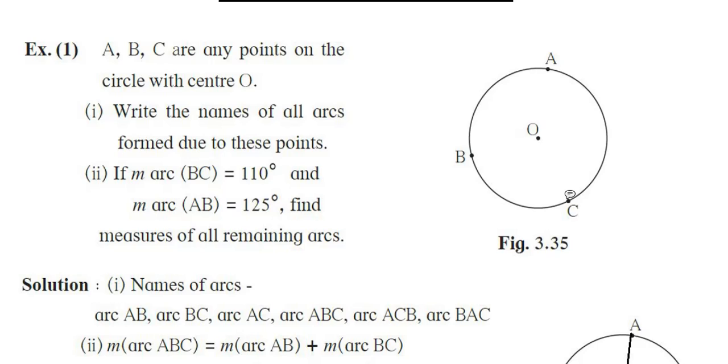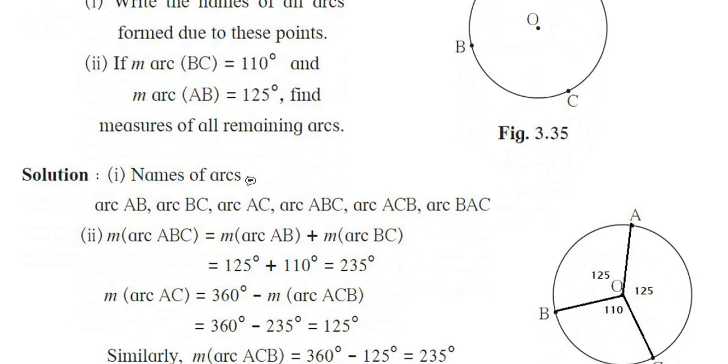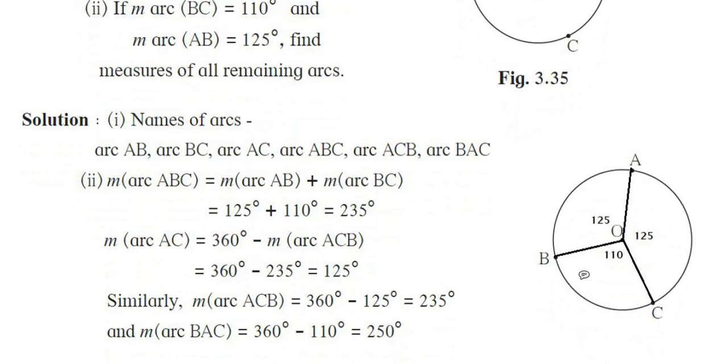Now that we have found the different arcs, what it is asking is measure of arc of BC. The small m stands for measure of arc of BC. So it is given that measure of arc of BC is 110. To understand this better, let's change the diagram and mark the angles which are given. So it is given that BC is making an angle 110 at the center. AB, the measure of arc AB is 125. I have to find the measure for all the remaining arcs.